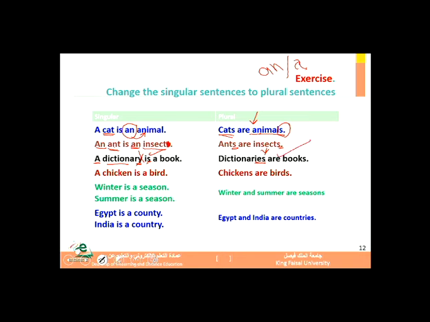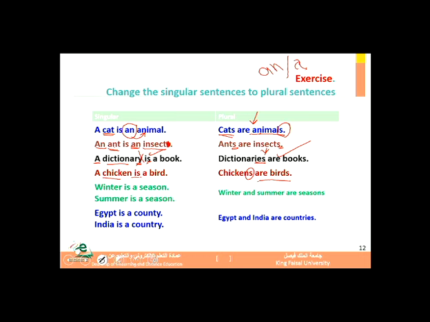Plural noun, plural verb. A chicken is a bird. Singular noun, singular verb. Chickens are birds. Plural noun, plural verb.